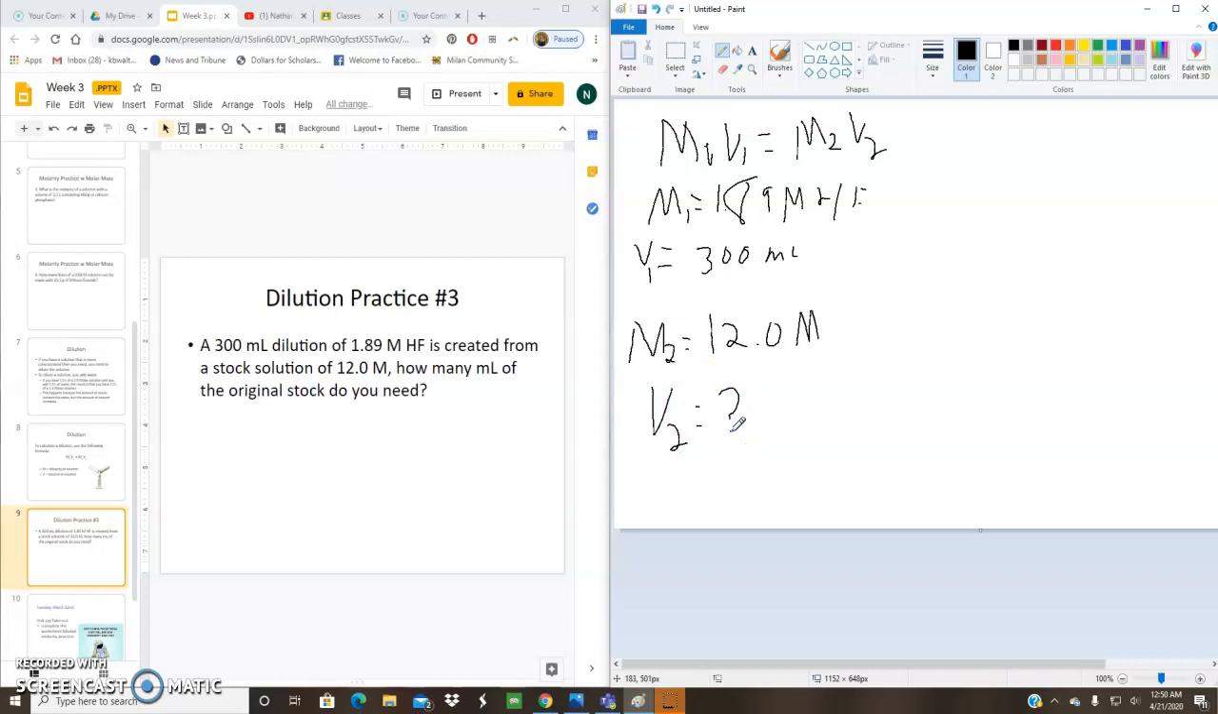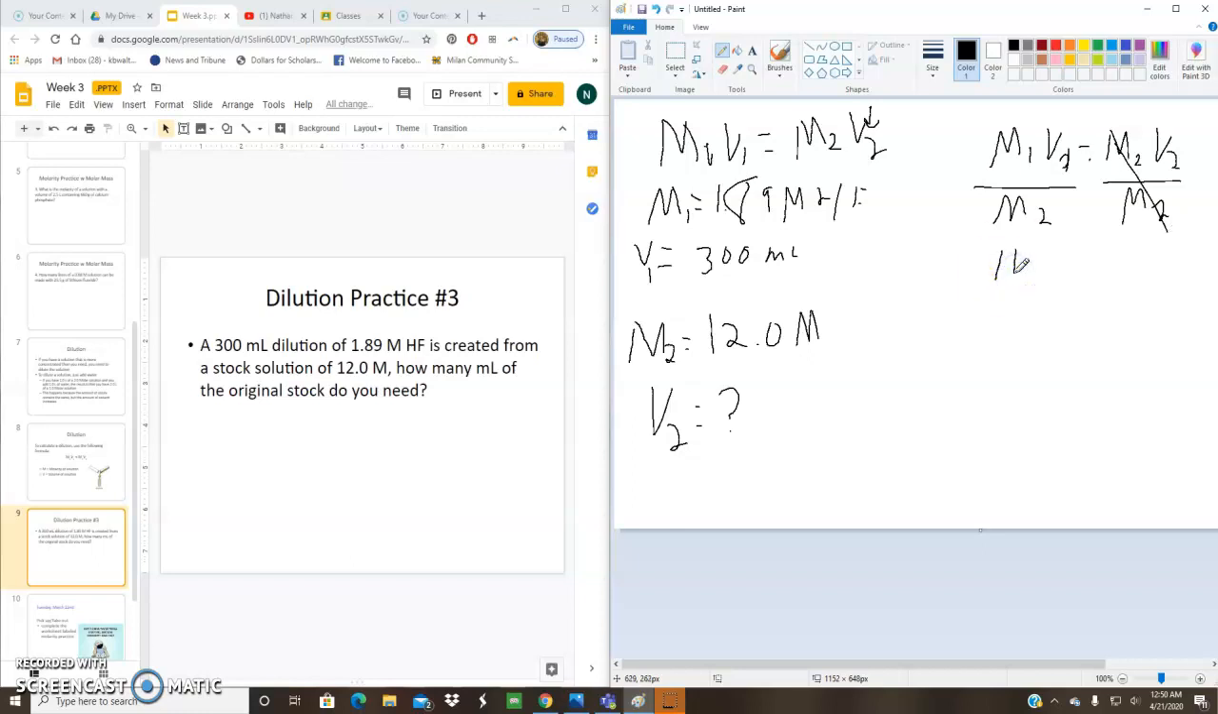So, right now I'm looking for V2. So how am I going to get V2 by itself? Well, it's being multiplied by M2. So, how do I get rid of something that's being multiplied? Well, if it's being multiplied, the easiest way to get rid of it is to just divide it. So I'm just going to go ahead and divide both sides by M2. And then that gives me V2. That's it. So all I got to do is plug stuff into there.